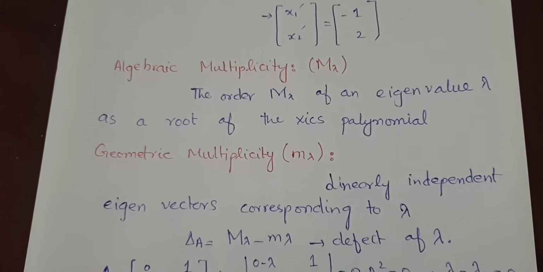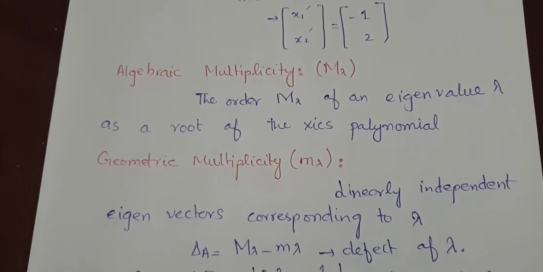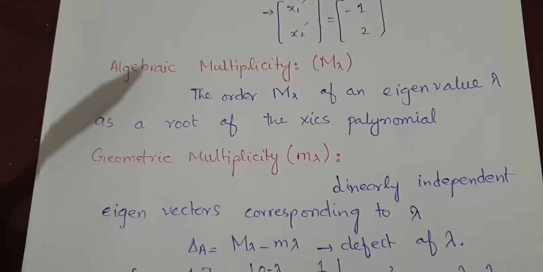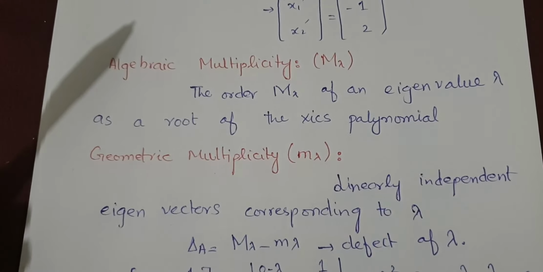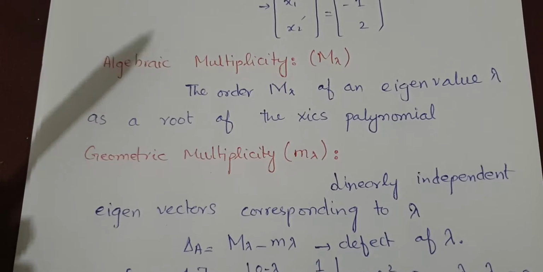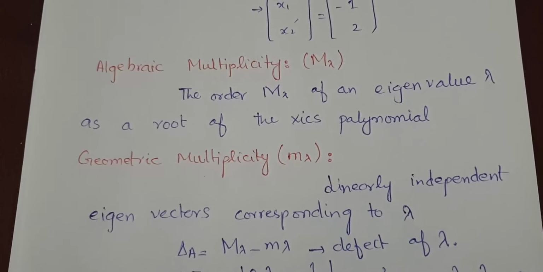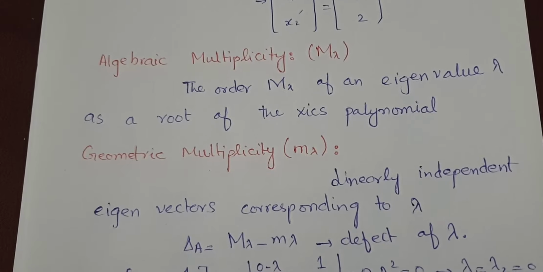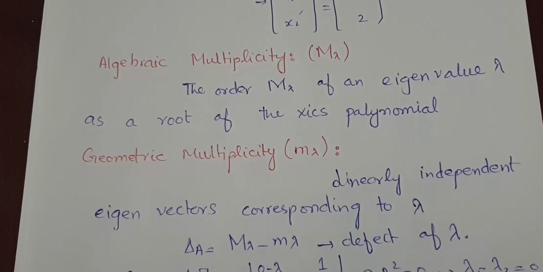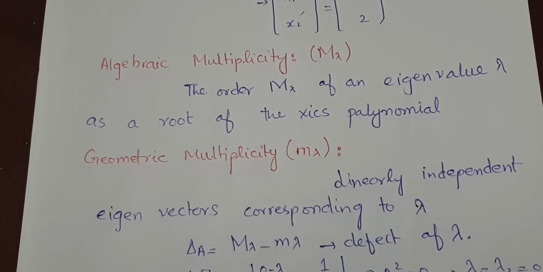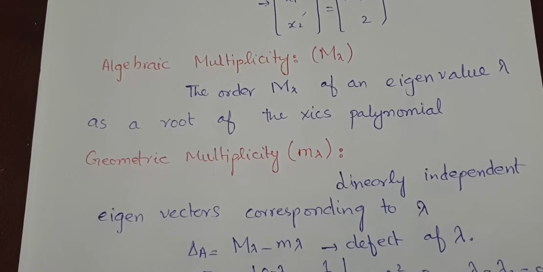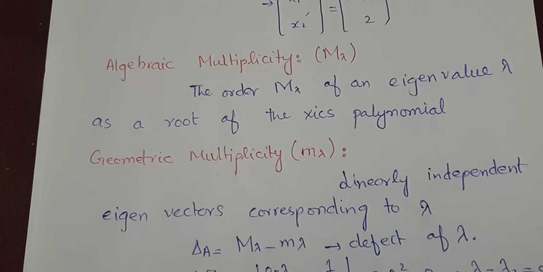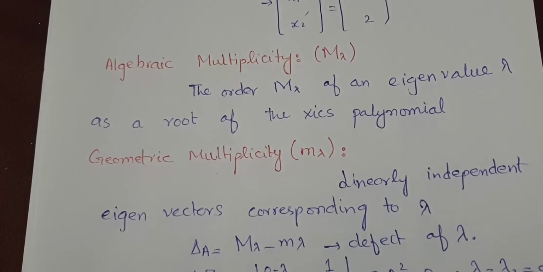In this lecture, I am going to discuss two important parameters that are related to the eigenvalues and eigenvectors. As we know, for determining the eigenvalues, we have to solve the characteristic equation. The characteristic polynomial can have distinct roots or it can also have repeated roots. So if we are solving a characteristic polynomial of order 3 and we get two repeated roots, we can say that lambda 1 is equal to lambda 2 and one distinct root which is lambda 3.